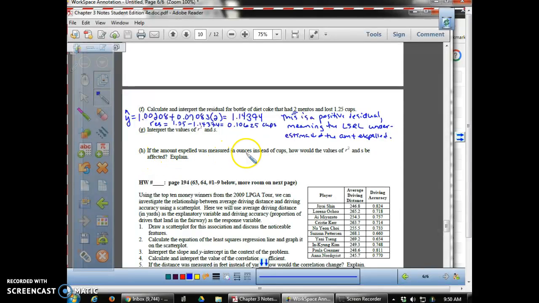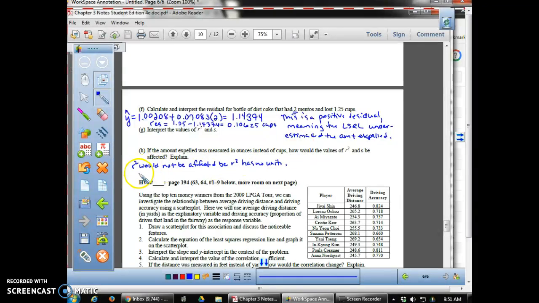All right, so one final question. If the amount expelled was measured in ounces instead of cups, how would the values of R squared and S be affected? So R squared has no unit, so not at all. R squared would not be affected because it has no units. However, S does have units. So S has the same units as your Y variable. So it would be in cups here.